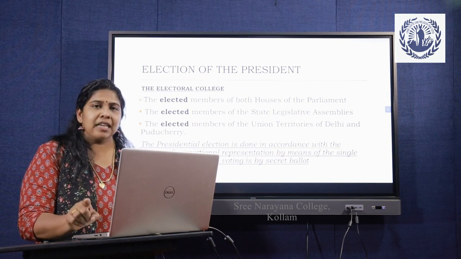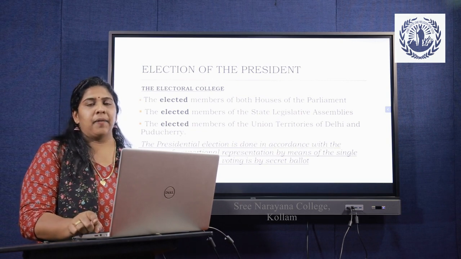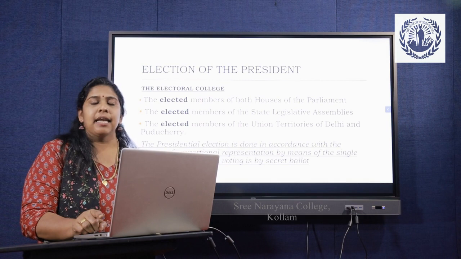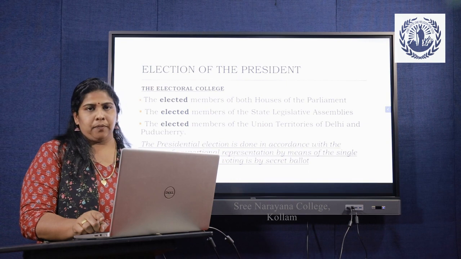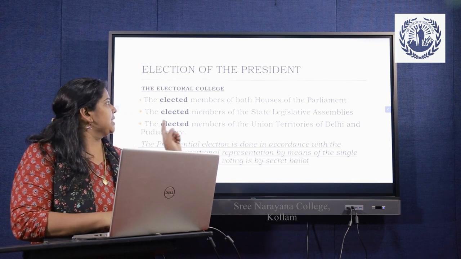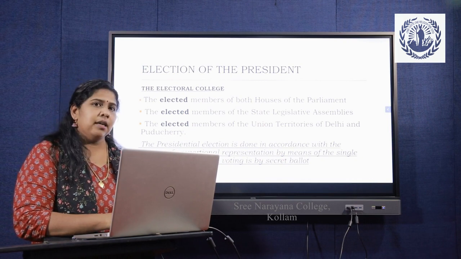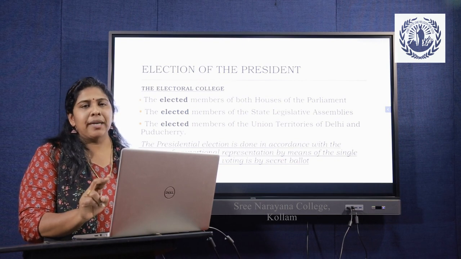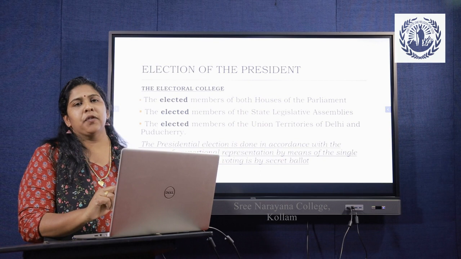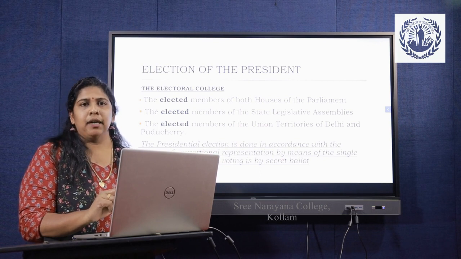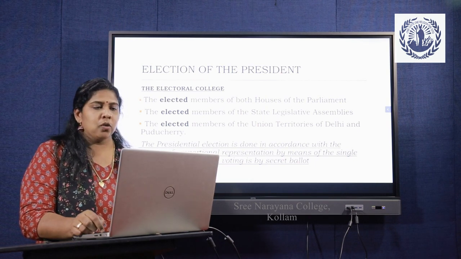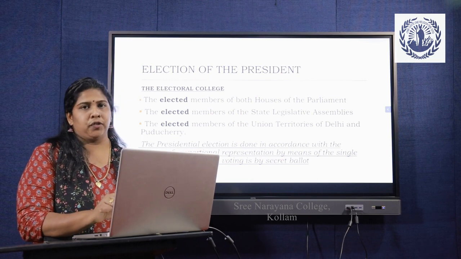You should note: the elected members of both houses of the parliament, the elected members of the state legislative assemblies, and the elected members of the union territories of Delhi and Puducherry. The elected members is written in bold letters because in a parliament or in a state legislative assembly, there can be nominated members. In the parliament, they are nominated by the President of India. In Rajya Sabha it is 12 members, and in Lok Sabha it is 2 members from the Anglo-Indian community. So, they have no role in the election of the President of India.